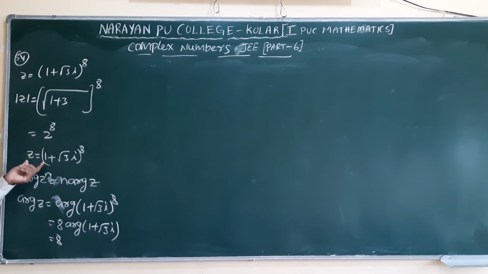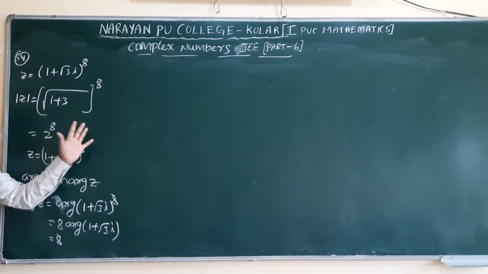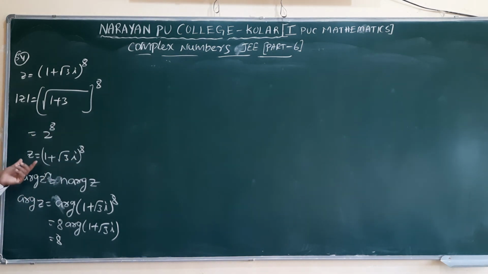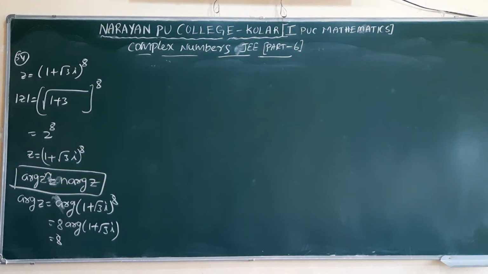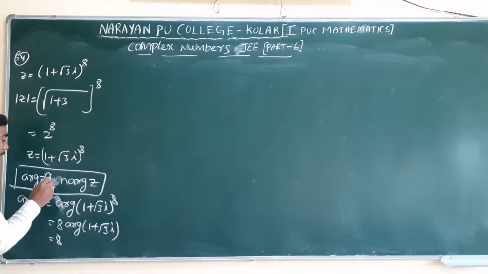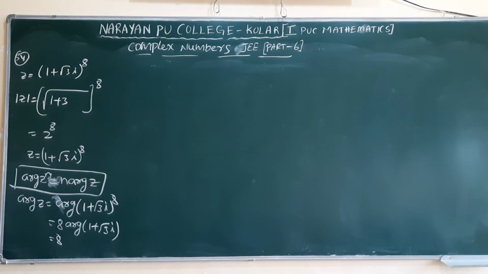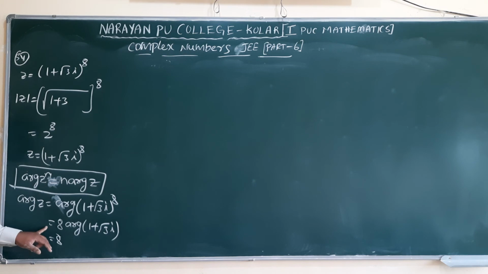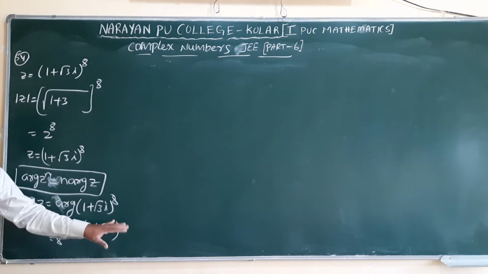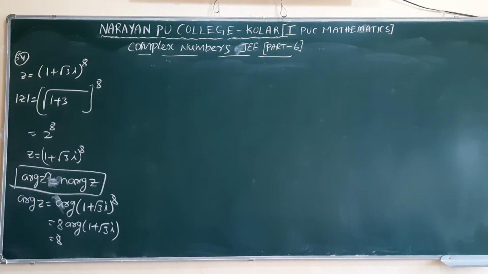Now the argument of z, where z is equal to (1 plus root 3 i) whole power 8. We apply the argument here. We already know this property of the argument: argument of z whole power n is equal to n into argument of z. Applying this property, argument of z is equal to 8 into argument of 1 plus root 3 i. So now we have to find the argument of this one.